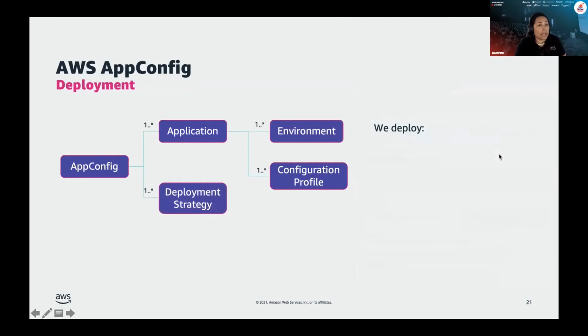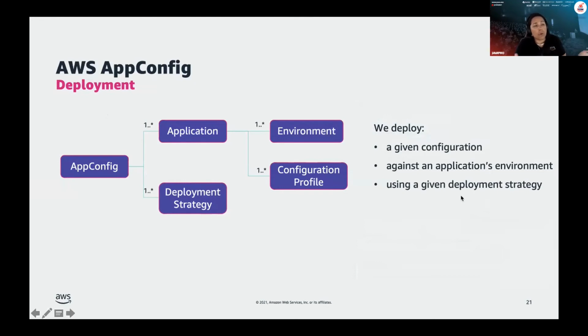And after that, we can actually trigger a deployment for our configuration. What that means is that we're going to deploy a new configuration version against one of the environments of our application. And we're going to use a given deployment strategy. We're going to ask AppConfig to use a given deployment time, a given bake time, and to do this in a linear or exponential fashion.